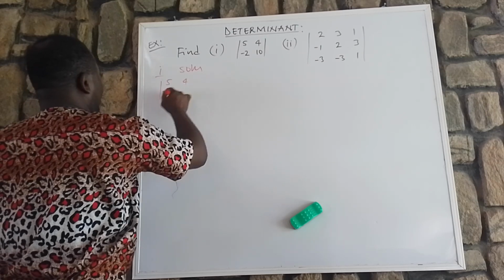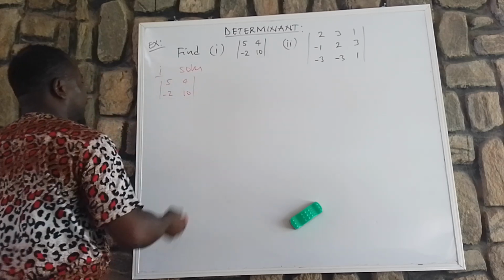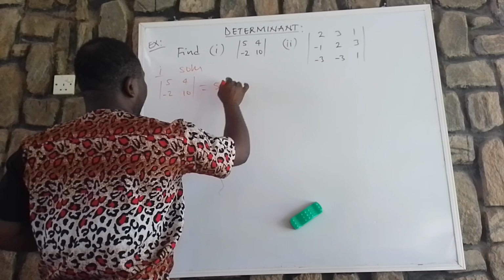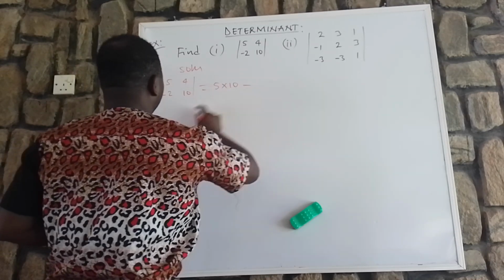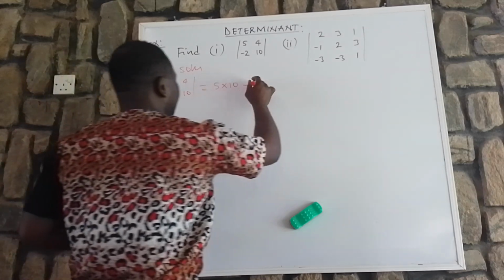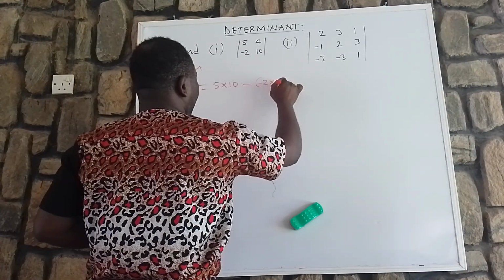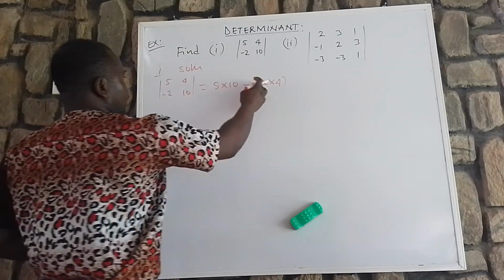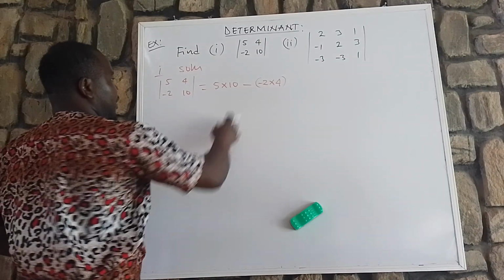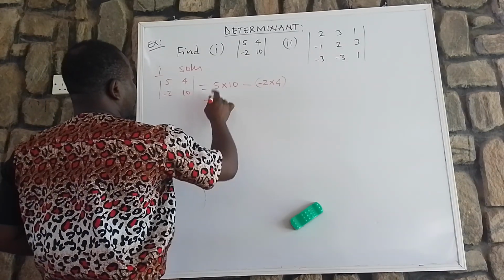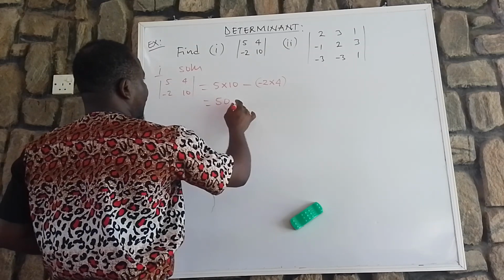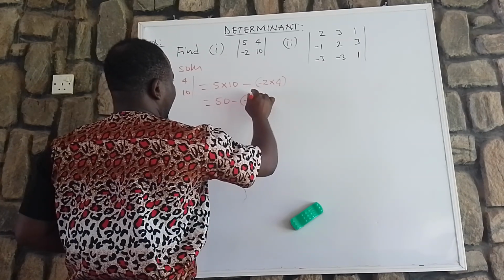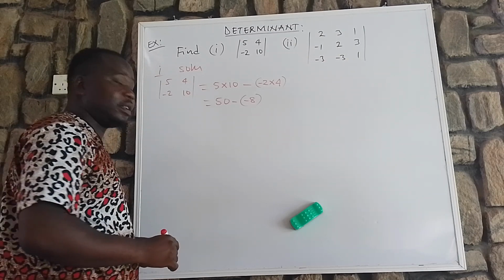Determinant of 5, 4, minus 2, 10. As I told you, we'll use this one to multiply this. That is 5 times 10 minus 2 times 4. I am using the bracket because of this minus 2. Supposing it's plus, the bracket is not necessary. So 5 times 10 will give us 50, minus all in bracket, minus 2 times 4 is minus 8. True or false?